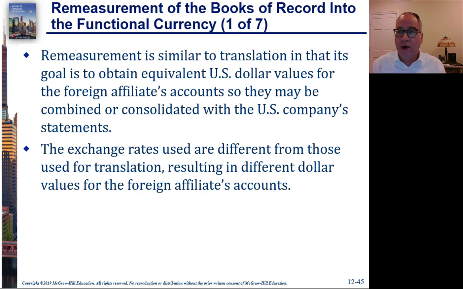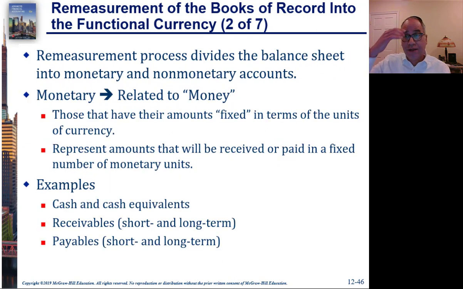Remeasurement happens when the subsidiary is not keeping its books in its functional currency. So you may have a situation, let's say you have a subsidiary in England whose functional currency is the euro, and they keep their books in pounds. So what they would need to do is remeasure the financial statements into euros. And so, again, we're converting here, but the exchange rates that we're going to use are going to be quite different. A key to understanding this is to understand the idea of monetary versus non-monetary assets and liabilities.